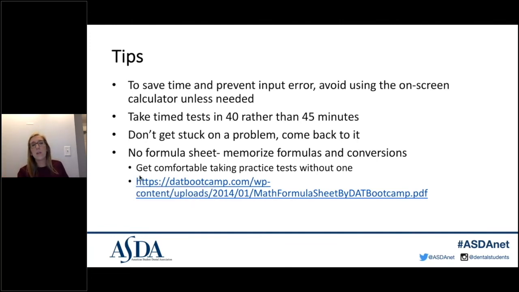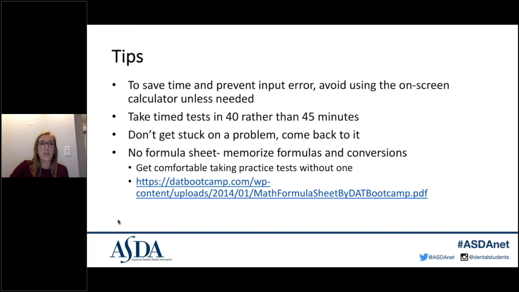When I was studying for my math section, in order to make sure I had enough time on the real DAT, I did all my practice tests in 40 minutes rather than 45 minutes. This way, if I got stuck on a question on test day or I wanted to review a question, I would have that extra 5 minutes that I was used to not having.